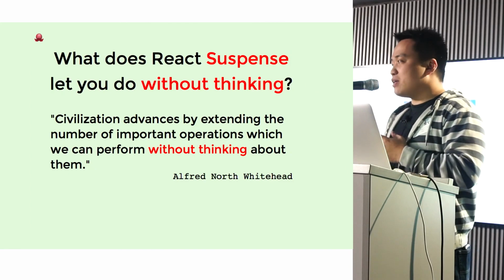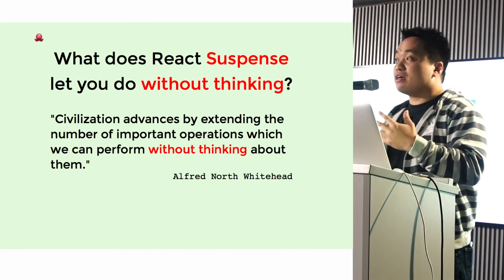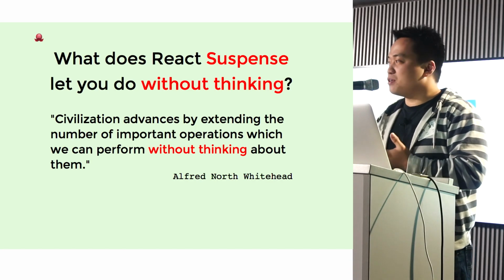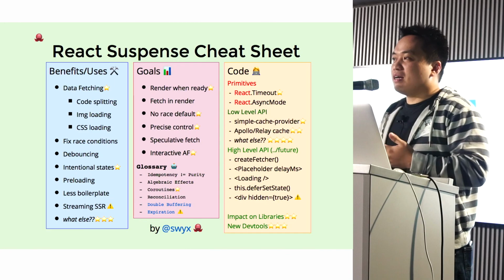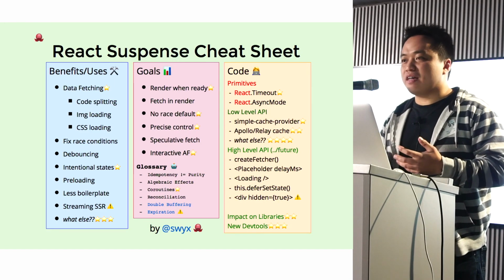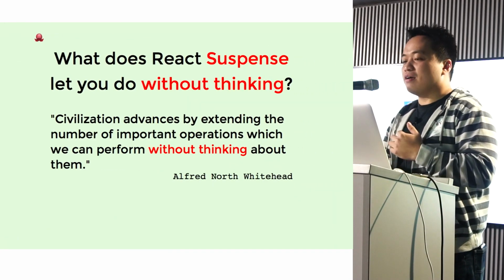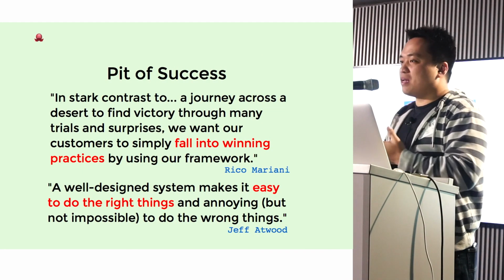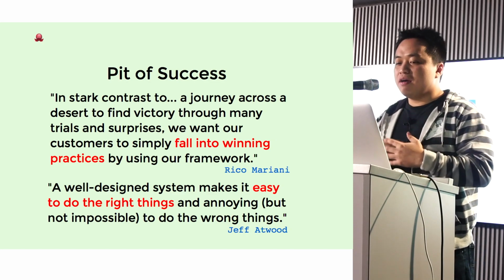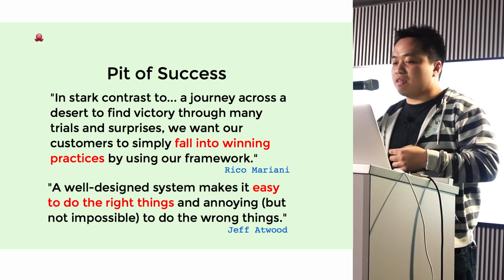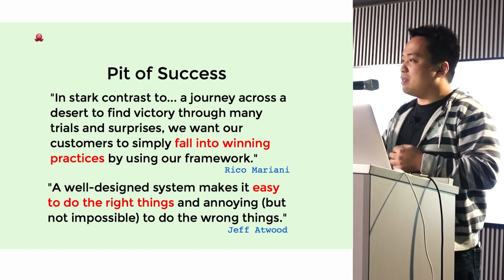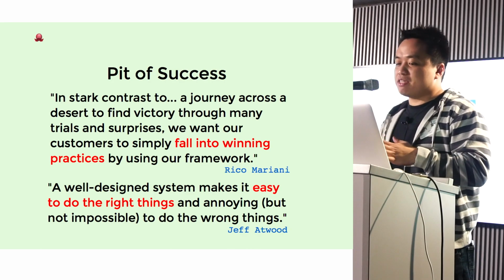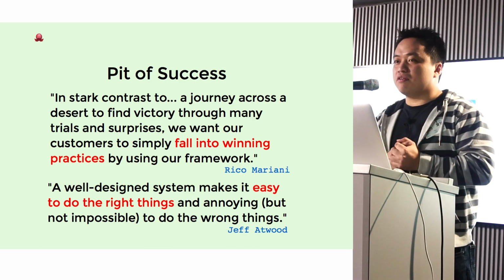So I want to end off with, I started off with, what does React let you do without thinking? And now I want to ask, what does React Suspense let you do without thinking? It's a lot, and we don't even know the half of it. It has just started right now. I also want to close off with the final quote, which is about the pit of success. When we think about API design, we want everyone to have good defaults so that they fall into winning practices, and make it easy for people to do the right things, and annoying, but with escape hatches, to do the wrong things. So I highly encourage you to read up on that.